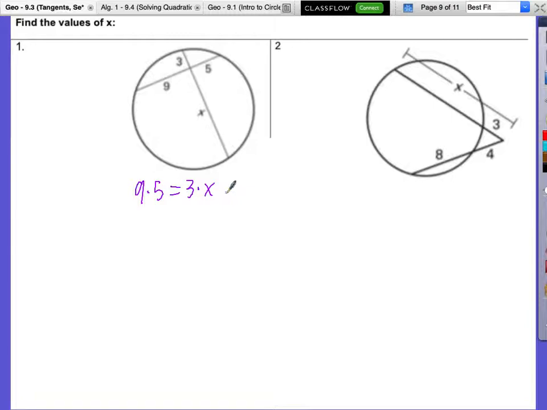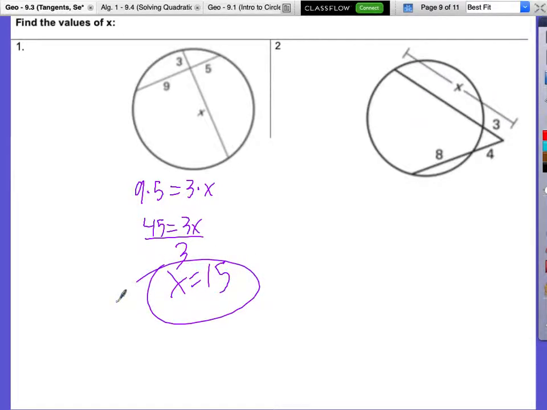9 times 5 is 45. 3 times x is 3x. 45 divided by 3 equals 15, so x is 15. Now, are these chords the same length? No, that's okay. They don't look like they should be either.